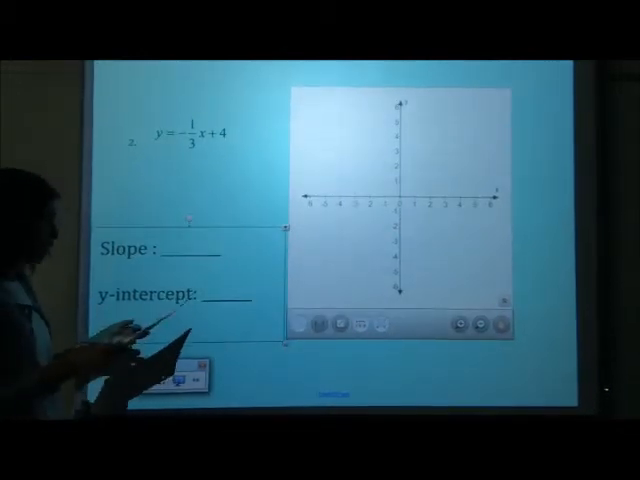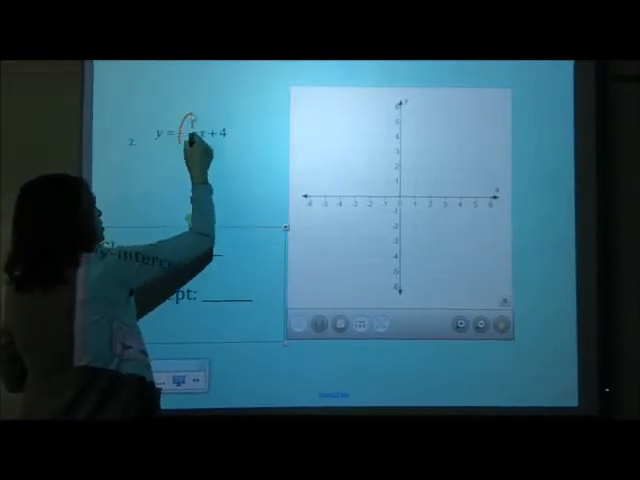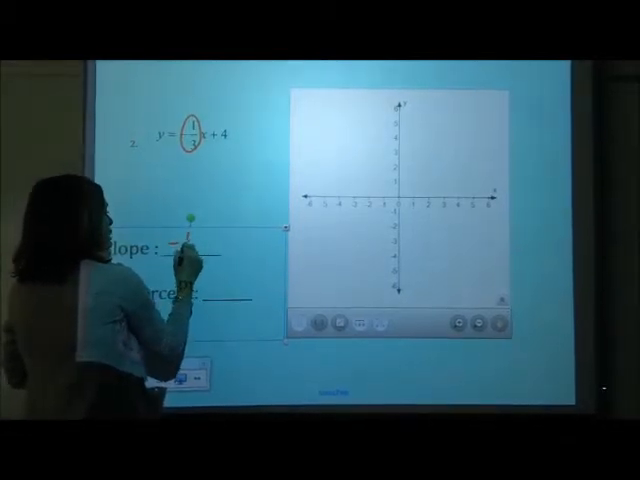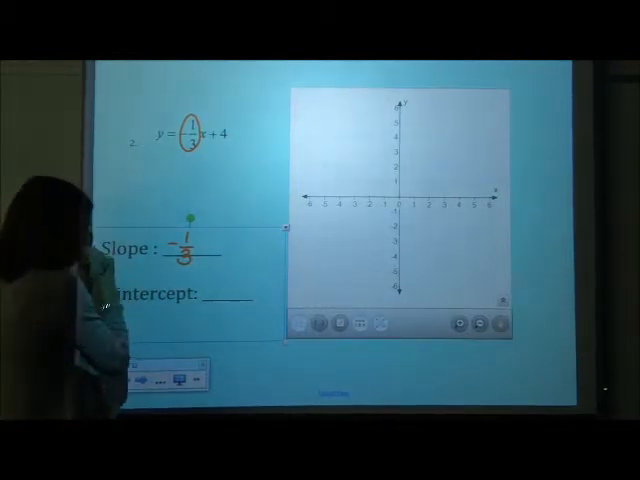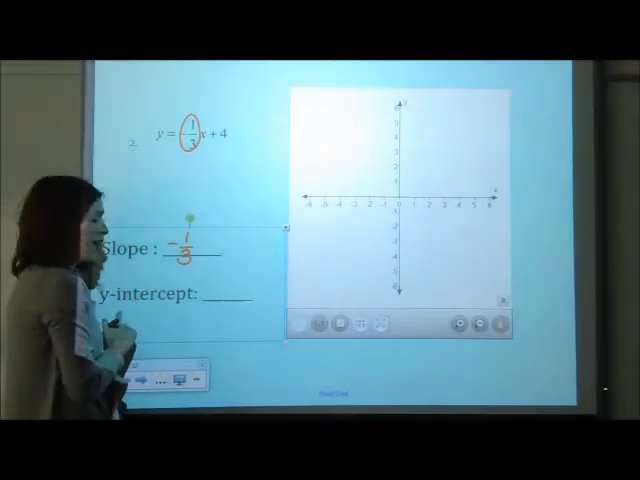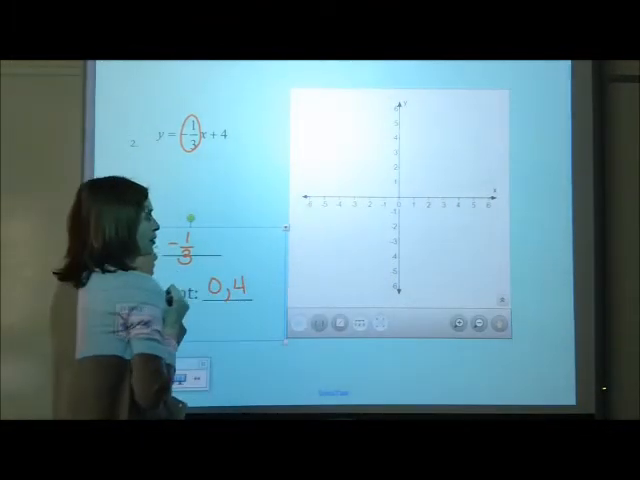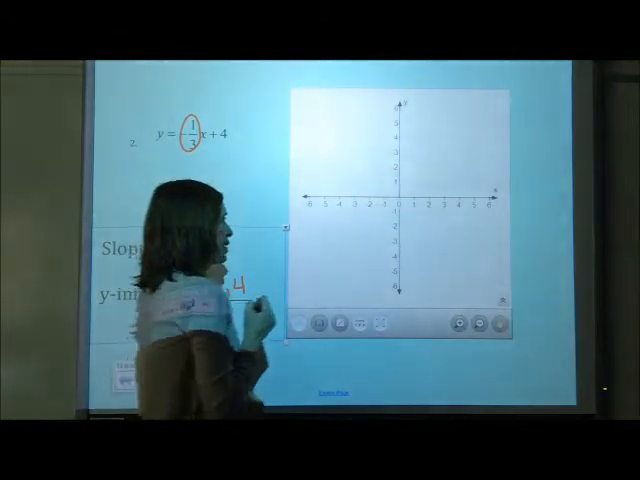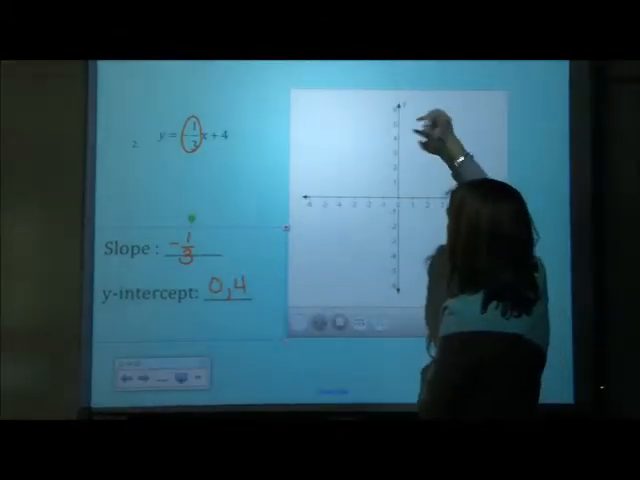y = -1/3 x + 4. I identify my slope. My slope is my m, so -1/3. As a reminder, x is not part of your slope. Then we identify our y-intercept. Our y-intercept would be the point (0, 4). We go over to our y-intercept. Remember, the y-intercept is along the y-axis. X is 0, y is 4.